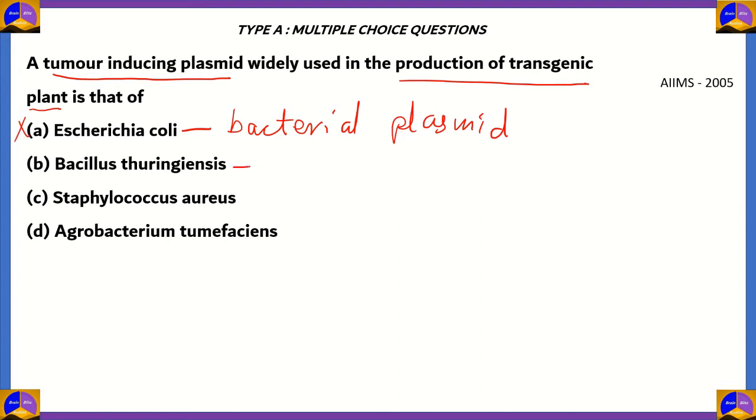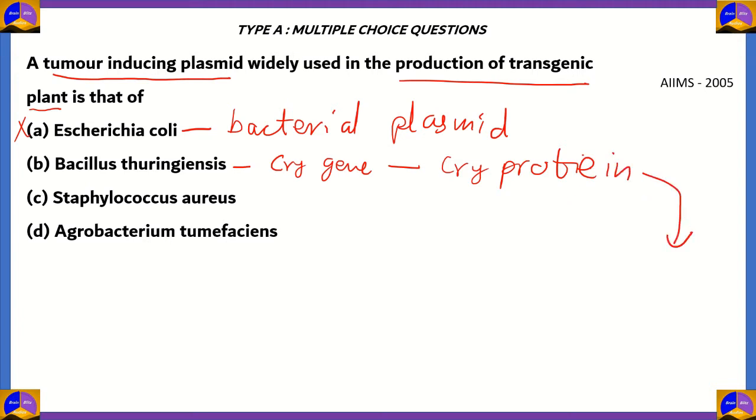If you look at option B is Bacillus thuringiensis. So this bacteria has a gene called cry gene, which is used to encode for cry protein, and this protein acts as an insecticide in alkali medium. So for insects who are ingesting it, then in their alkaline medium, this protein becomes active and it kills the insects. This protein is usually found in Bt plants such as Bt cotton, Bt brinjal, etc. So option B is incorrect.